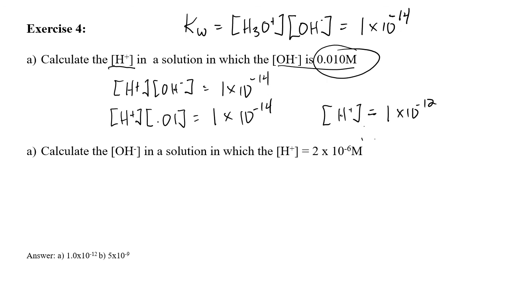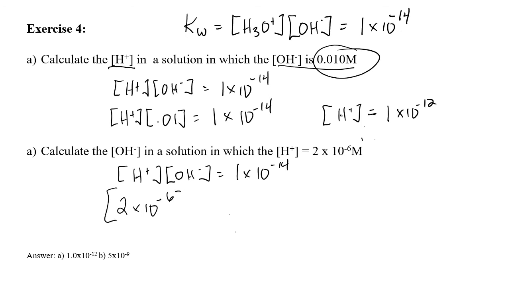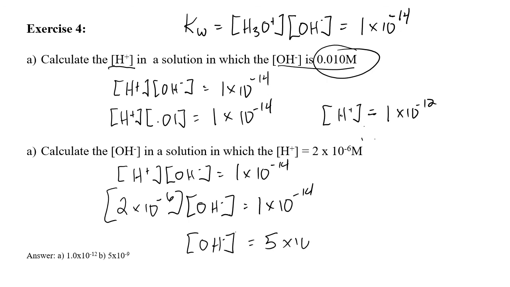Now what if you want to calculate the hydroxide? Same thing. Let's use the equation. H plus times OH minus equals 1 times 10 to the negative 14th. They're giving us the H plus, so it's 2 times 10 to the negative 6th times the OH minus, which is 1 times 10 to the negative 14th. Do the math. Your hydroxide equals 5 times 10 to the negative 9 molar. These are molarities. Remember, whenever you see brackets, it means molarity.